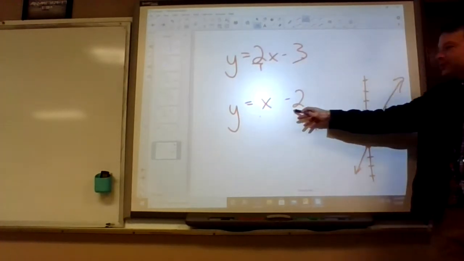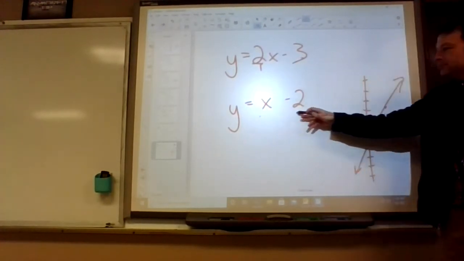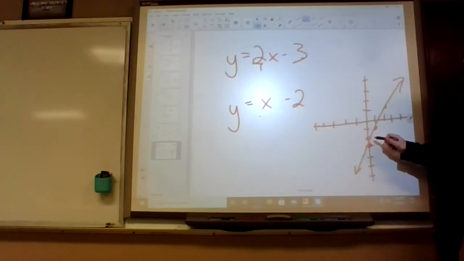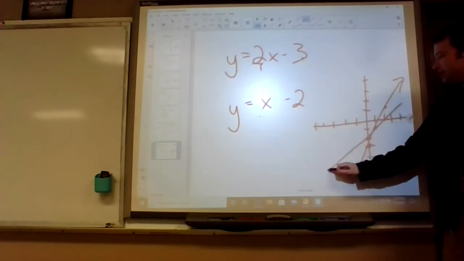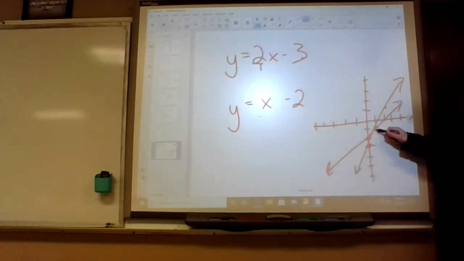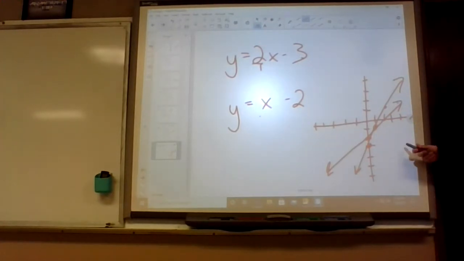How do I graph this one? Down 2, then where did I go? And then up 1 over 1. Up 1 over 1. My graph's not very neat. I probably should have been neater. These graphs both had a point right there if I would have graphed it neatly.